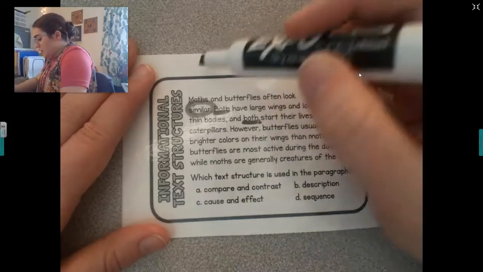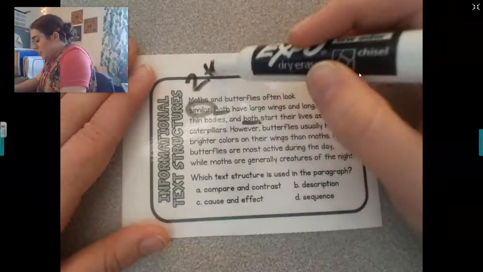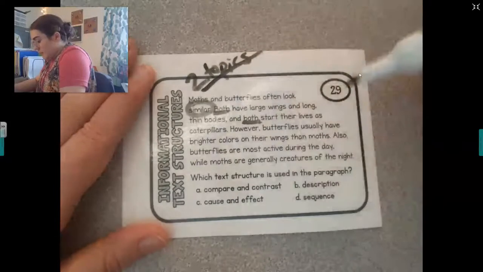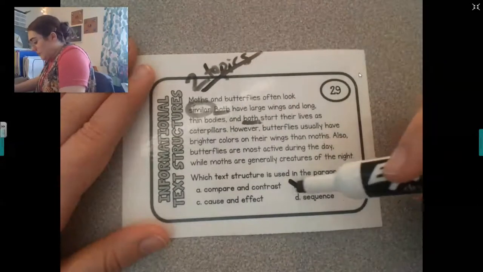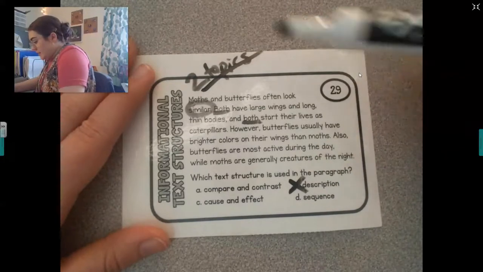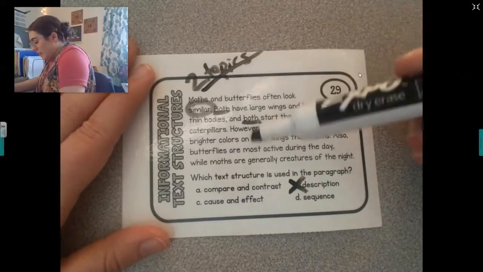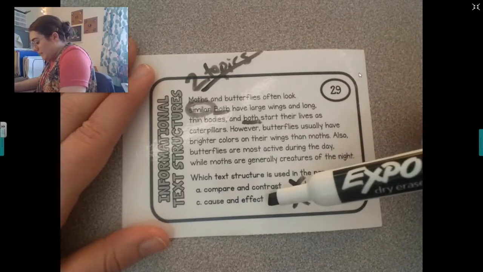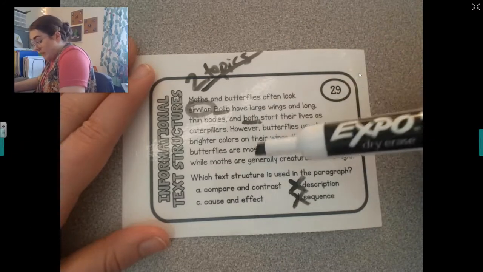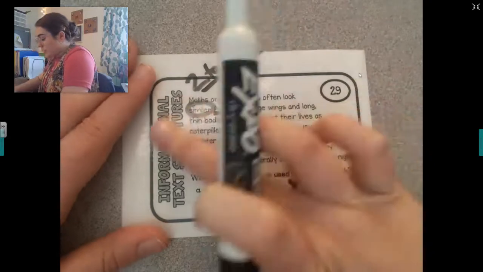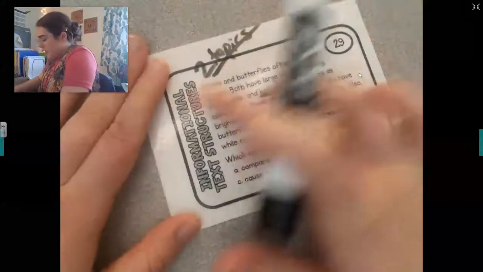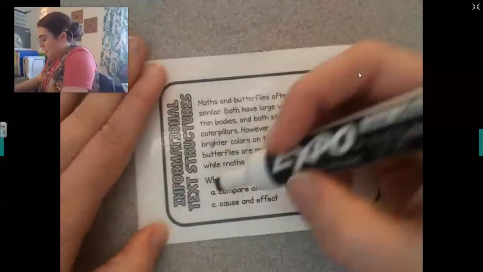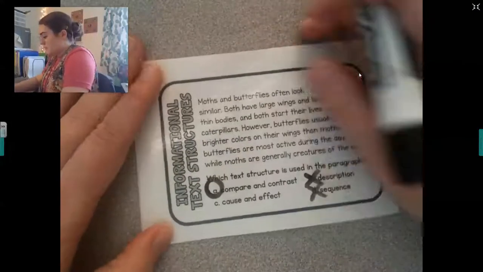What text structure is used? I notice there are two topics. Two topics. That shows me it cannot be description. It also doesn't list things in order: first, next, then, last. So is it cause and effect? Is there an event and something that happened because of the event, or compare and contrast? Are they telling me the similarities and differences between the two? You're right. It is compare and contrast.